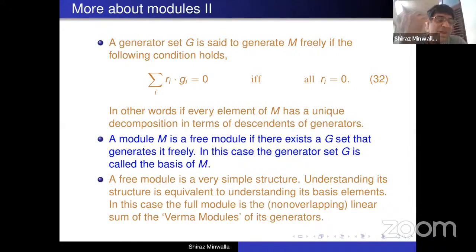When there exists a set of generators that generates a module freely, the module is said to be a free module. A free module is a very simple structure because it's completely characterized by its generators and this ring, the set of everything you can build on top of it. Now this does not always happen. All modules are not free.